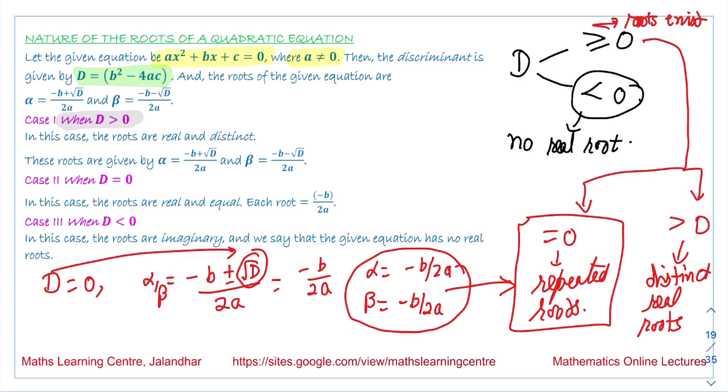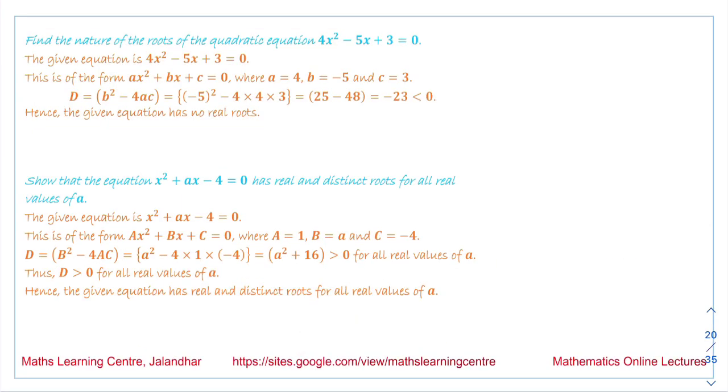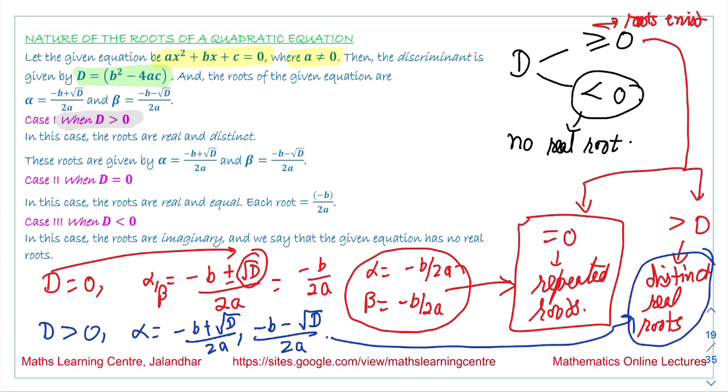If the value of d is greater than 0, then the two roots we have are, one, minus b plus root d by 2a, and second, minus b minus square root d by 2a. So in this case the quadratic equation will have distinct real roots. These are the two distinct real numbers that we obtain. So it has distinct real roots.